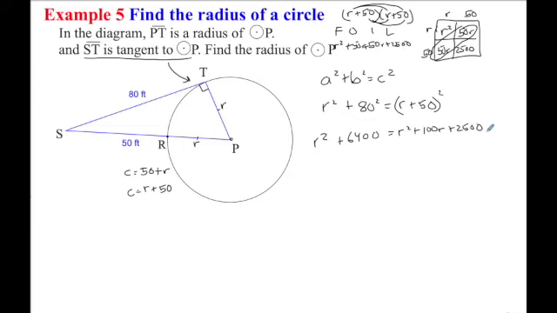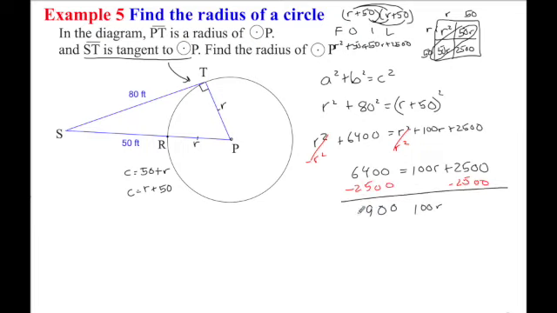Okay, this looks like a complicated equation, and it could be, except that we have a special case here. When we subtract r squared from both sides, they actually cancel out and they're gone. So that makes this problem a bit easier now. We have 6400 equals 100r plus 2500. Go ahead and solve for r here. Okay, we get r is 39 in this problem, so that's our answer. The radius of this circle is 39.